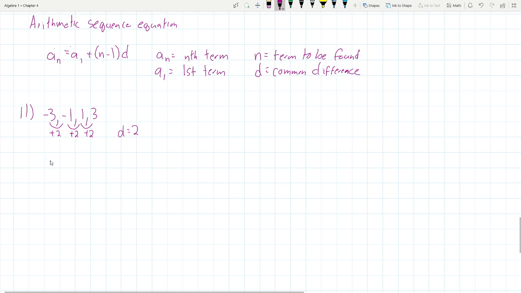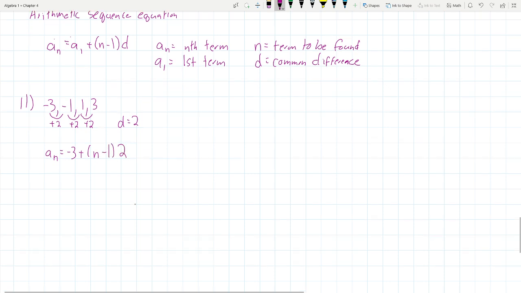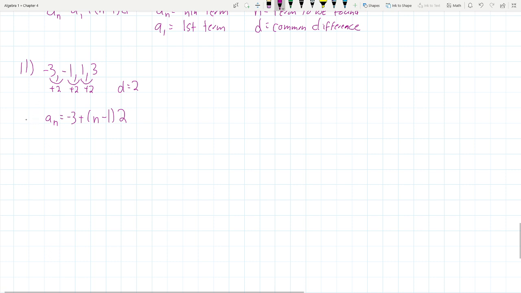Setting up from there, we go a sub n, because right now we're just doing it in general. We'll solve for it here in a minute. Then a1, so I'm going to find my first term. In this case, it's negative 3 plus n minus 1 times 2. So this is our equation.